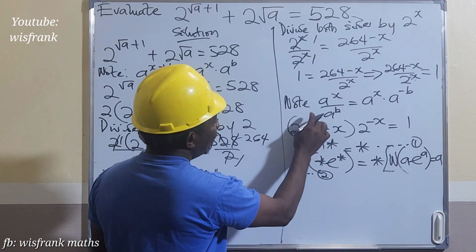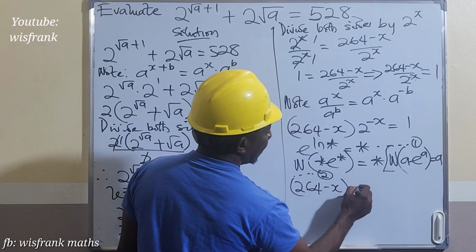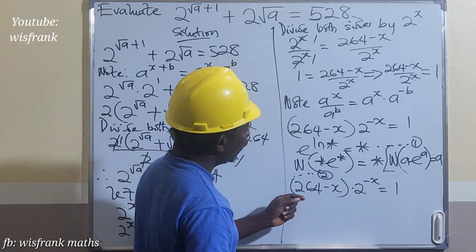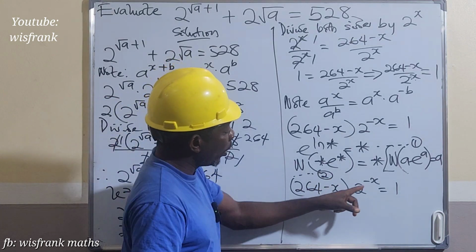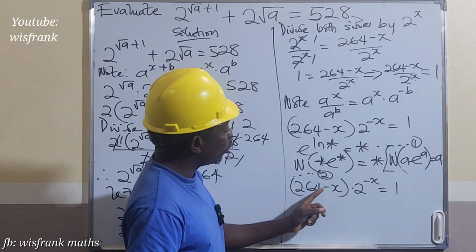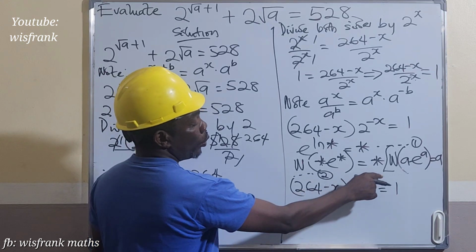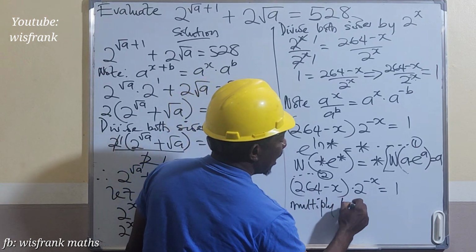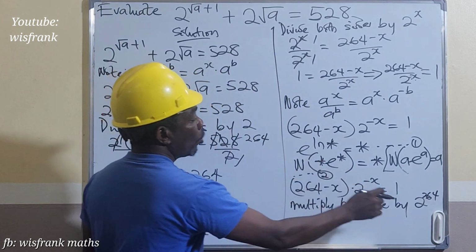So here we have this equation now, 264 minus x times 2 to the power of minus x equals 1. So for us to solve an equation like this, we apply the Lambert W function. What we have at the exponent side, or the power side, must be equal to what we have here. In this case, we have 264 here and we don't have 264 at the exponent. What we are going to do is multiply both sides by 2 to the power of 264. So that is what we are going to do.